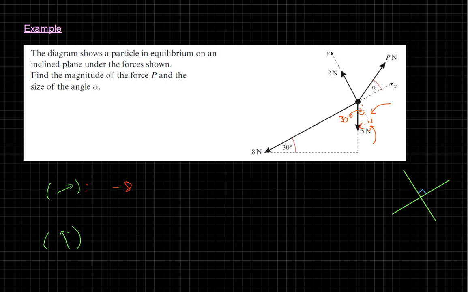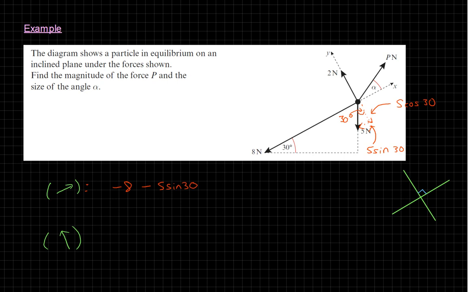And what I can now say is this component going down, that's going to be 5 cos 30. 5 is the length of the hypotenuse, cos 30 is the cos of the angle, and this one here is 5 sine 30. So now, going back to here, resolving up the plane, we've got the 8 in that direction. We've got this one, which is 5 sine 30, also going downwards. So that's -5 sine 30.